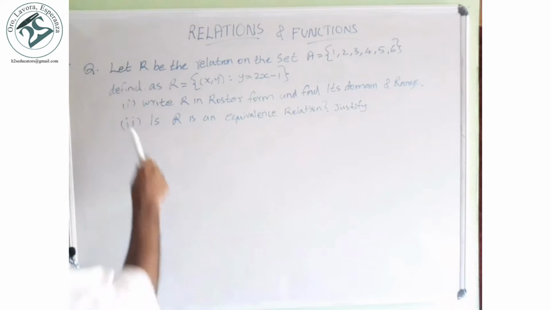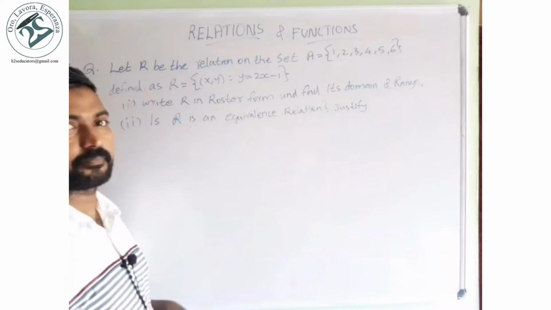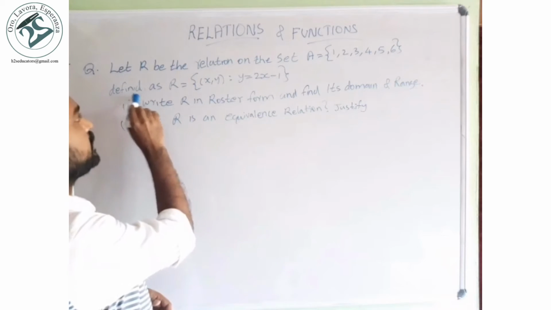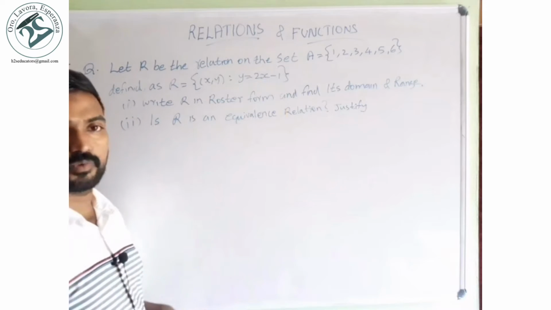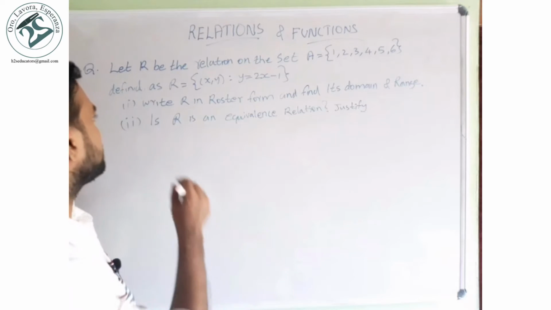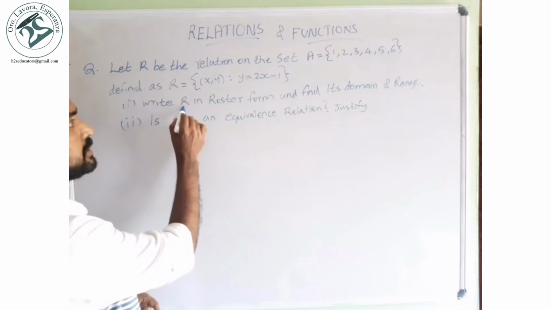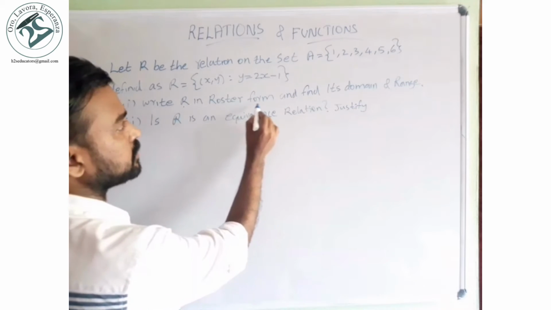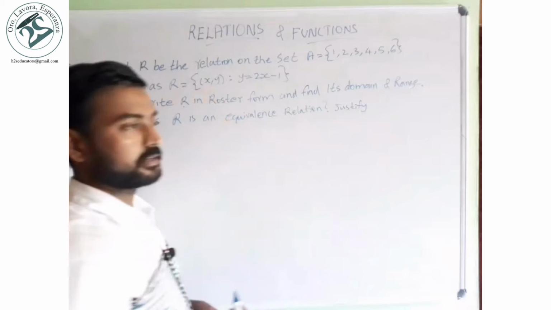The question is: let R be the relation on the set A, defined as the relation (x, y) such that y is equal to 2x minus 1. This is the given part of the question, and we have two sub-questions. Question number 1: represent the relation R in roster form and find its domain and range.